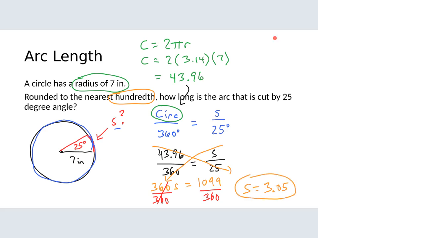Essentially what we're saying here, and it's good to revisit that sometimes, is if the circumference all the way around the circle is 43.96, then this little slice right here, this arc that we look at with the 25-degree angle, has a length of 3.05. Any questions about that before I have you try one?